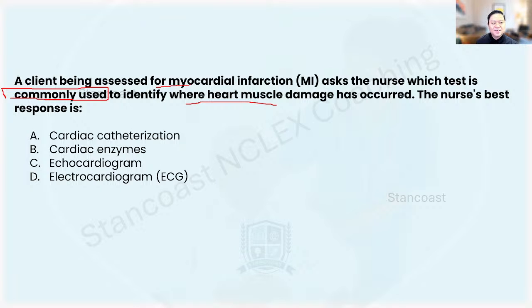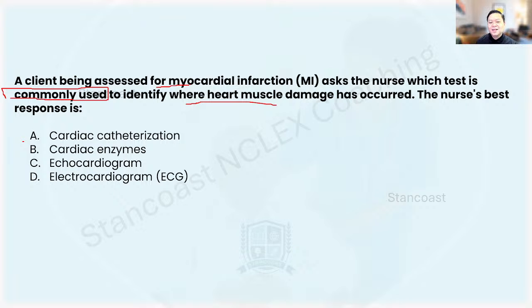All right, so let's take a look at letter A. I'm seeing Bethany, seeing Judith answering C, Bethany answered D. Okay. Cath lab is to identify blockage. Yes, I believe that. But here, guys, we are testing you about the most commonly used, especially the primary commonly used diagnostic test.